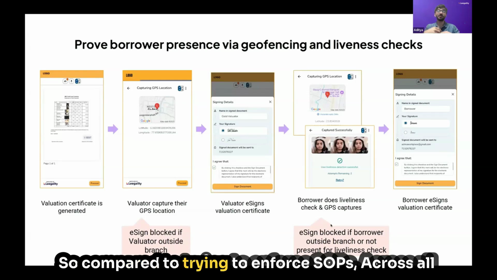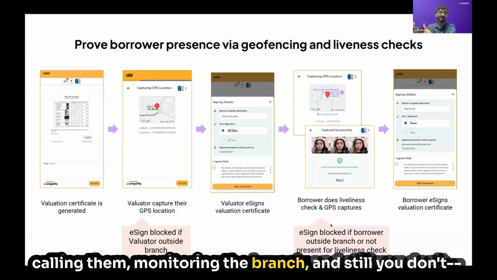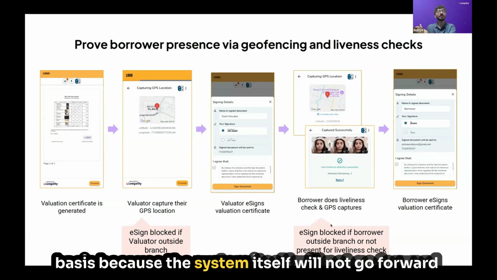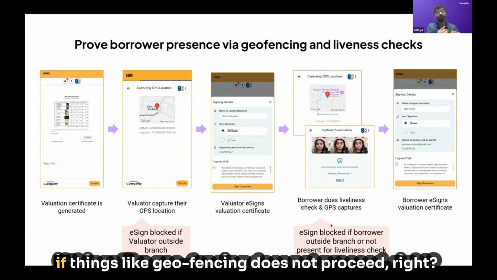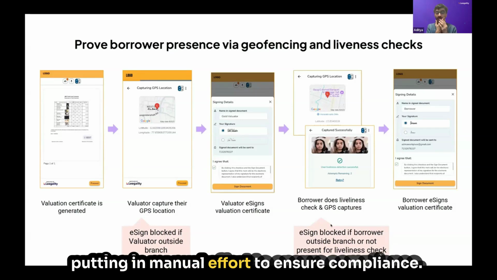So compared to trying to enforce SOPs across all branches from a central office, where you're simply calling them and monitoring the branch, and still you don't have control, here you actually have granular control on a transaction basis, because the system itself will not go forward if things like geofencing do not proceed, right? So you have central control without actually putting in manual effort to ensure compliance.